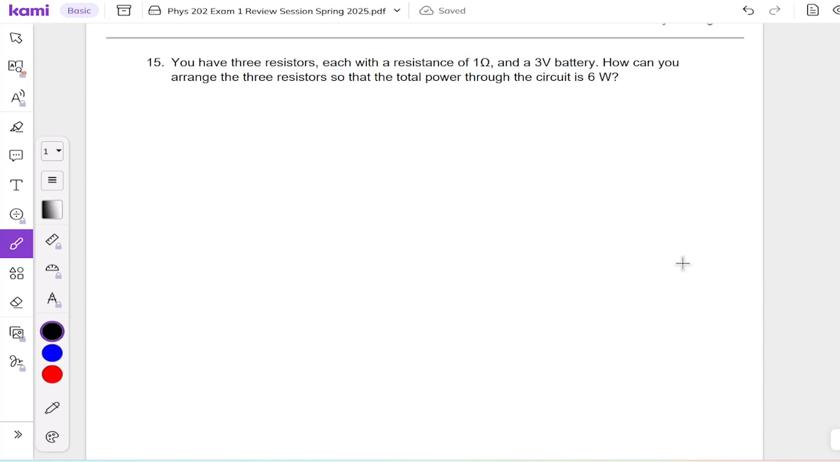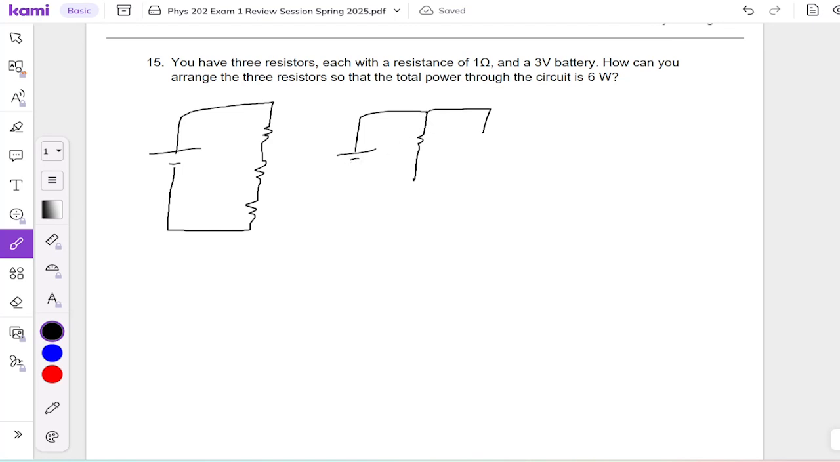But the one hint I will give you is, let me just read it quick. You have 3 resistors, each with a resistance of 1 ohm and a 3-volt battery. How can you arrange the 3 resistors so that the total power through the circuit is 6 watts? My hint to you is there are 4 possible combinations I can have for these 3 resistors. Let me show you. You can have 3 resistors in series. You can have 3 resistors in parallel.